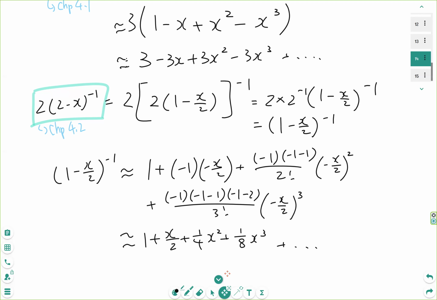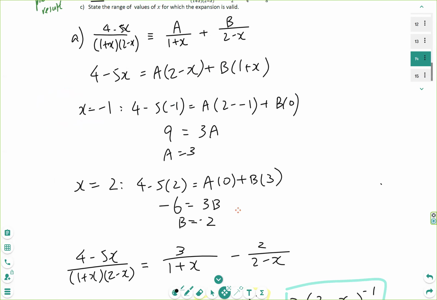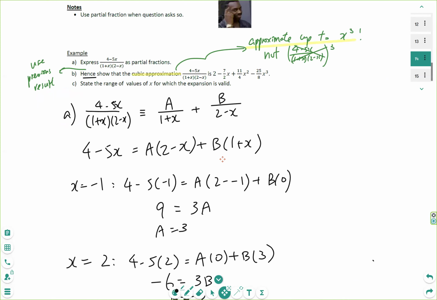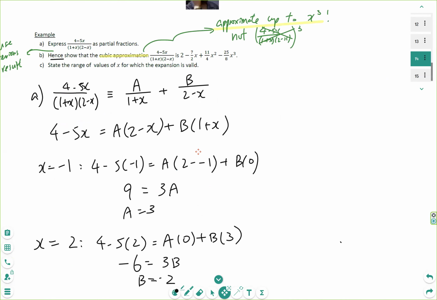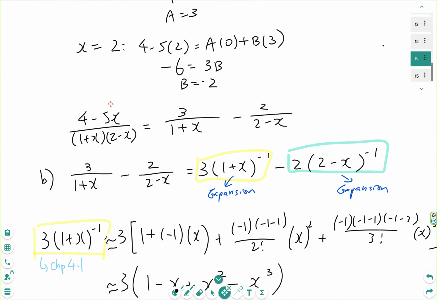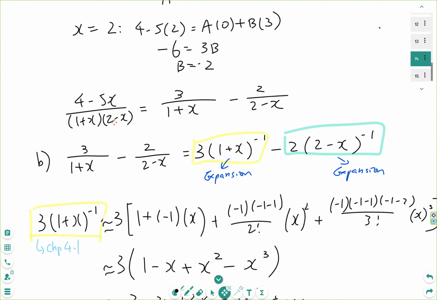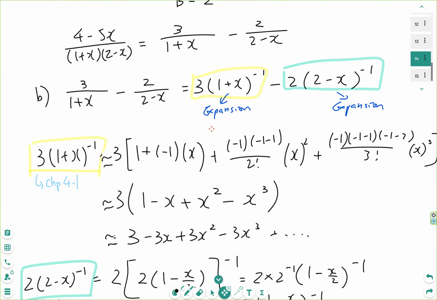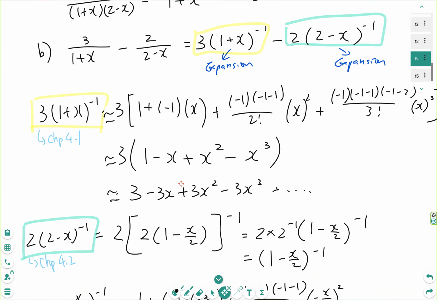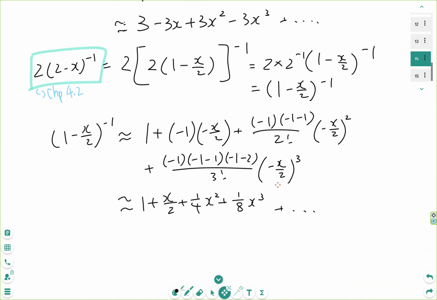So after you've done so much maths, you'll be reading the question. What am I achieving here? The question wants you to find an approximation for this, 4 minus 5x over 1 plus x times 2 minus x. We have to subtract the 2 partial fractions. So we'll have to do the yellow bracket, subtract the blue bracket, what we've done. So allow me to write.